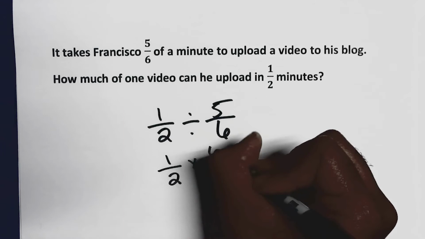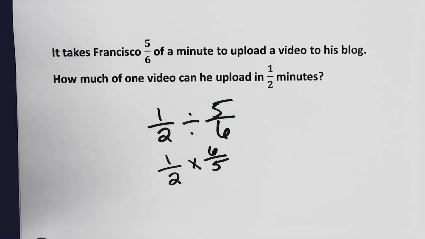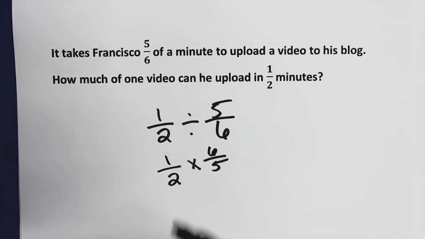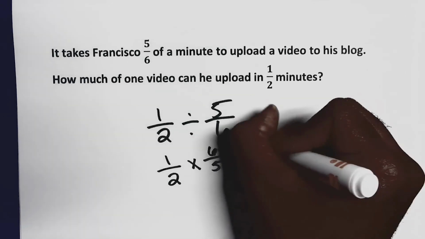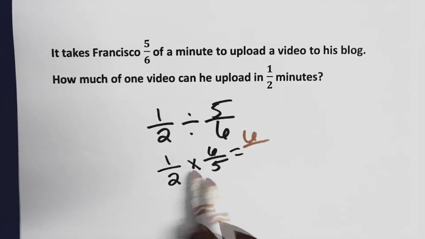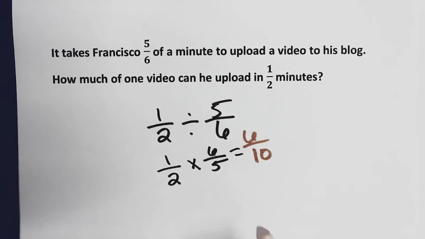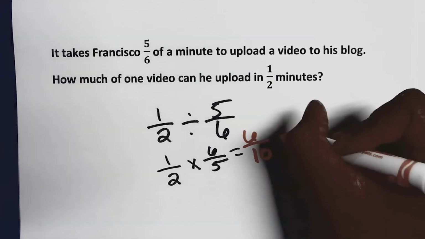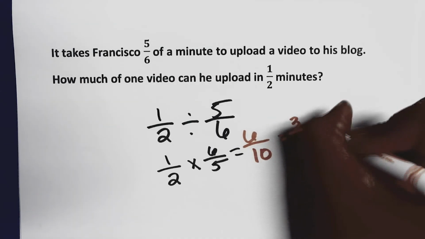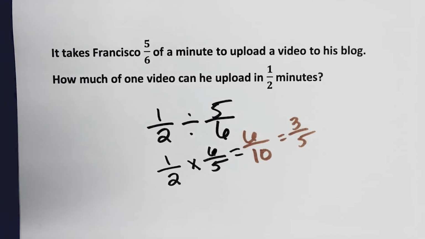Correct, it is 6/5. So now I'm ready to multiply my numerators and my denominators. So 1 times 6 is going to give me what? 6. 2 times 5 is going to give me 10. What's an equivalent fraction to 6/10? It's also 3/5. So Francisco can upload 3/5 of a video in half a minute.